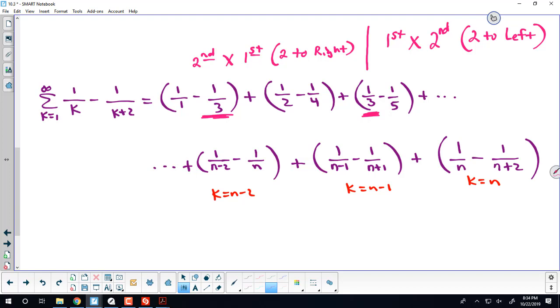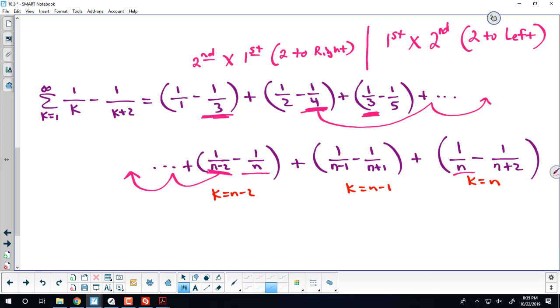The second in each pair cancels with the first. That's 2 to the right. So this thing will cancel with this one here. So that one's gone. The negative 1/5 is also gone. How about the 1 over n minus 2? Yes, it cancels with the second that's to the left here. So that's gone. The 1 over n and negative 1 over n are gone.